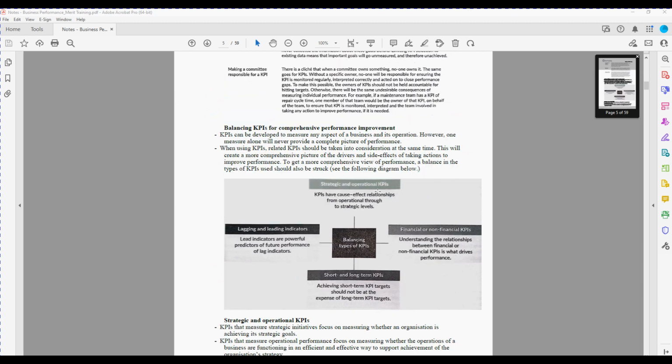Okay, so the next section we're talking about balancing KPIs for comprehensive performance improvement. KPIs are great in terms of measuring an aspect of a business and its operation. However, if you only have a single KPI by itself, it's never going to provide a complete picture of performance. For example, wage percentage is going down. Is that because revenue is going up, or is it because of wages? And is it because of volume, or is it because of pricing and revenue? And for wages, is it because of efficiency, or is it because of cost of wages, and so forth?